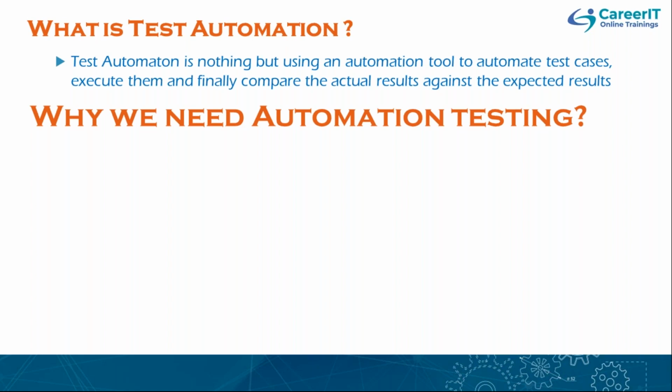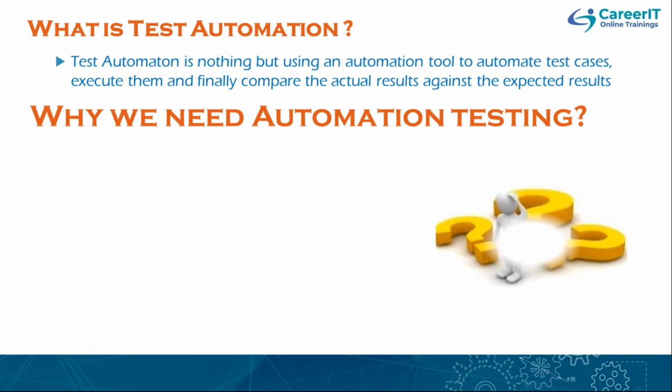Then let's see why we need automation testing. There is manual testing in place and a manual team is there. They are testing the application, validating it, finding the issues and reporting them. Still, why do we need automation testing? There are multiple factors which made automation testing mandatory in the software testing industry, and which made it very popular, guys. Let's see what all those factors are.